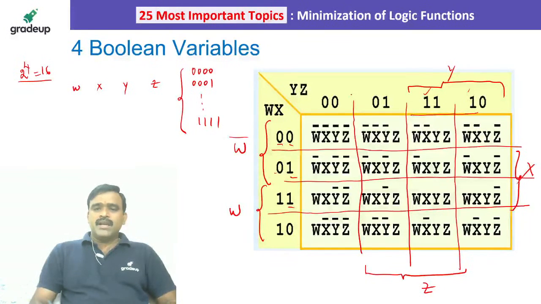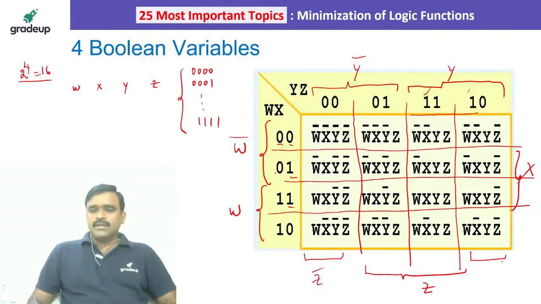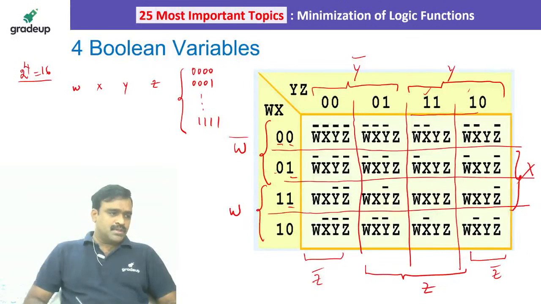And where is the y bar area? First column and second column come under y bar area. Where is the z bar area? First column and the last column, fourth column. These two together come under z bar. So this is how we are going to represent the areas of each variable out of these 4 variables in the 4 variable KMAP.